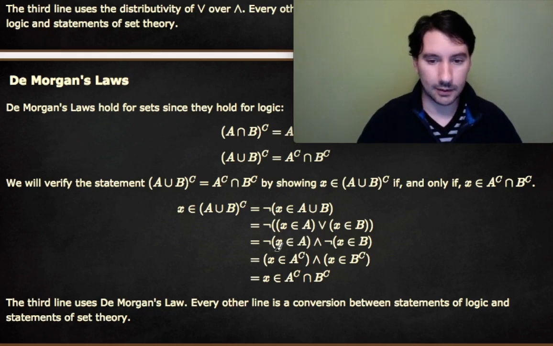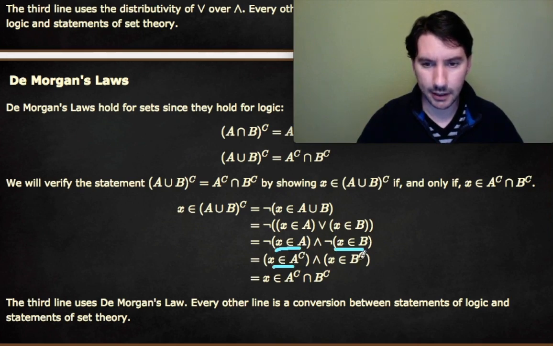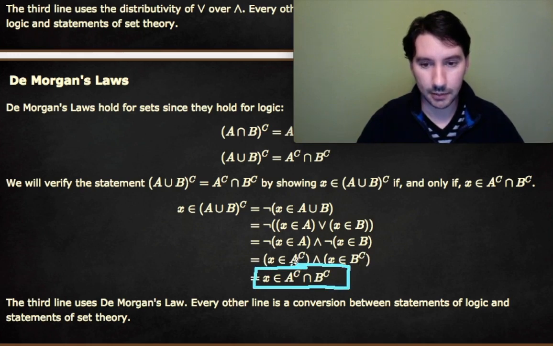Then we revert this back to statements of set theory. So this not becomes a complement. To say X is not in A is to say X is in A complement. So that's this and this. And then to say X is not in B is to say X is in B complement. Then we have X is in A complement and X is in B complement, meaning X is in the intersection of A complement and B complement.